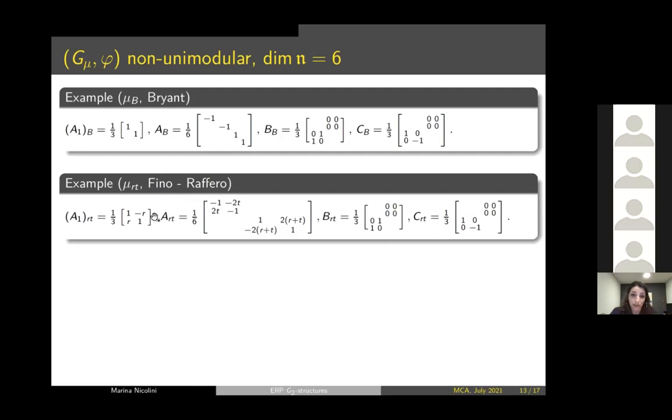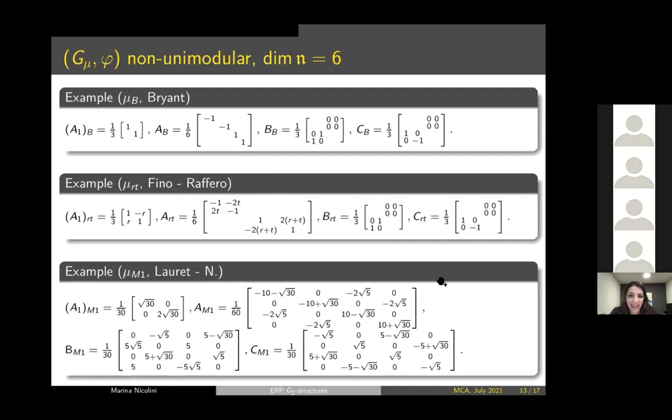The thing is that we proved this result, that if you add a derivation of the 6-dimensional Lie algebra to the A1, A, then you obtain an equivalent ERP structure. So these examples are not isomorphic, so they are not equivariantly equivalent, but they are equivalent.